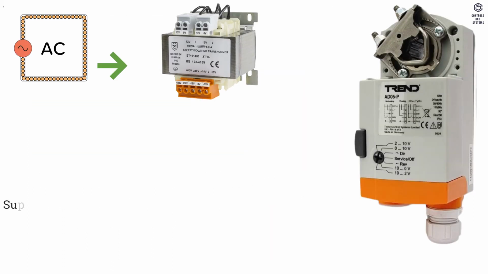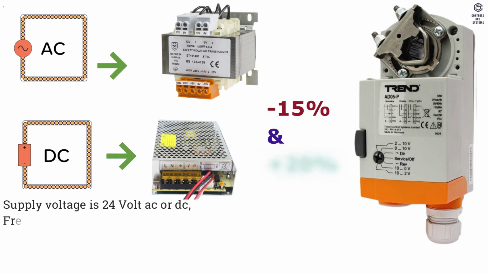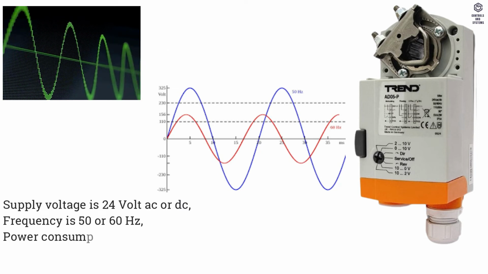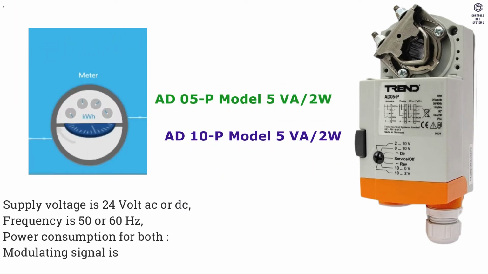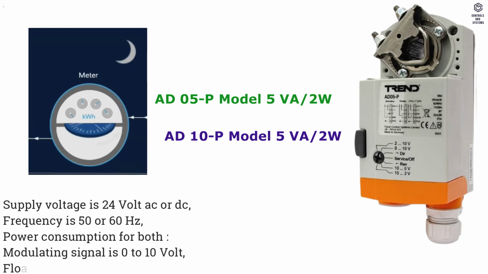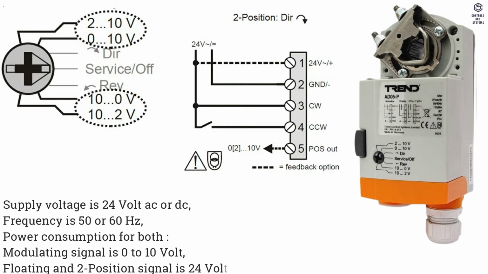Electrical data: supply voltage is 24 volt AC or DC -15% and +20%, frequency is 50 or 60 Hz. Power consumption for both AD05P and AD10P model actuator is 5 VA, 2 watt, modulating signal is 0 to 10 volt, floating and two-position signal is 24 volt AC or DC.